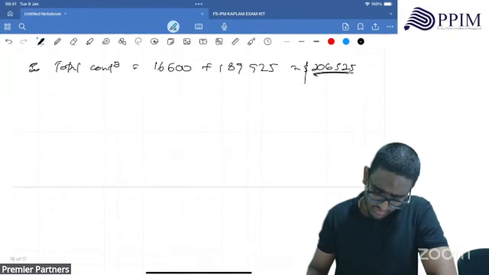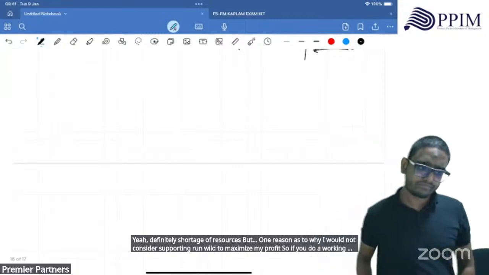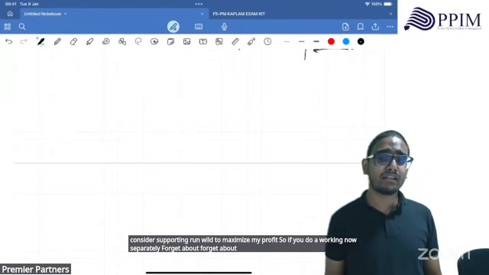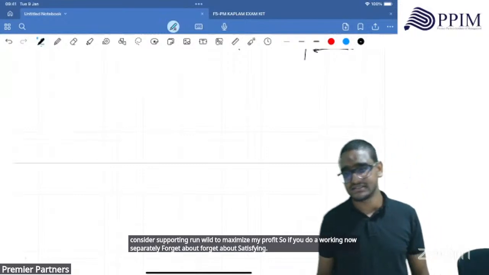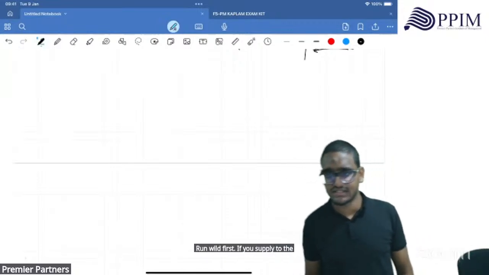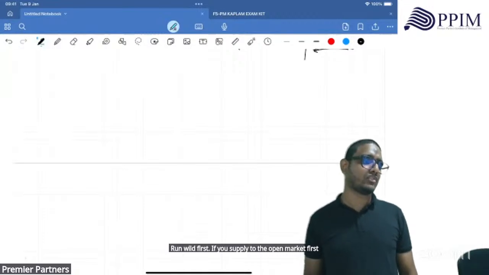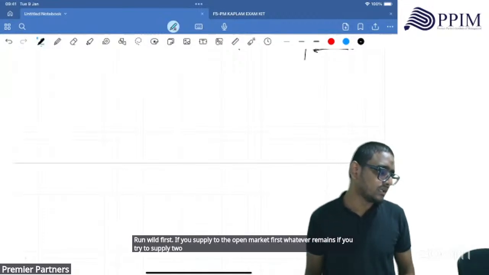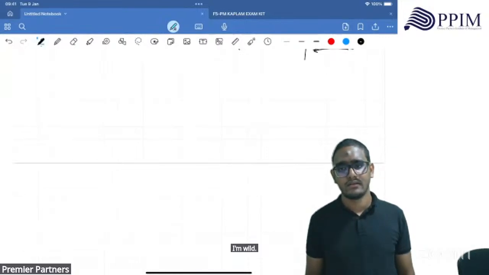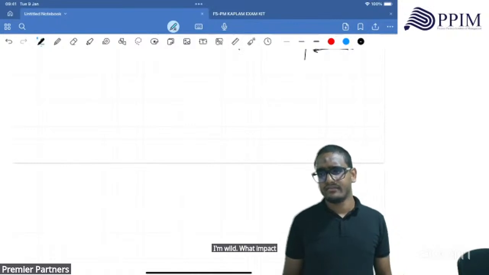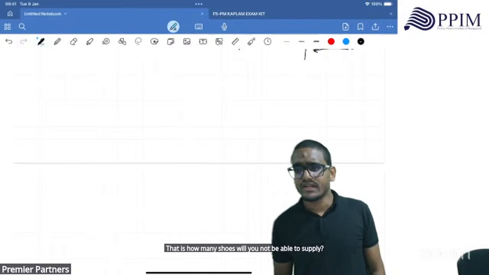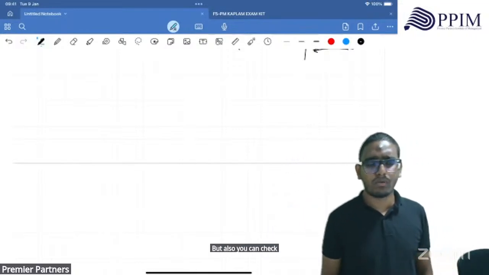So if you do a working now separately, forget about satisfying Runwild first. If you supply to the open market first, whatever remains, if you try to supply to Runwild, what impact would Runwild have? That is, how many shoes will you not be able to supply? But also you can check how much your profit will increase by.